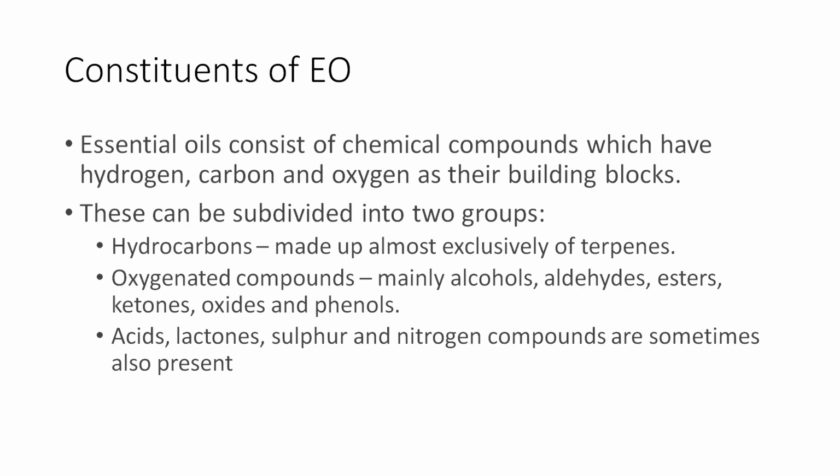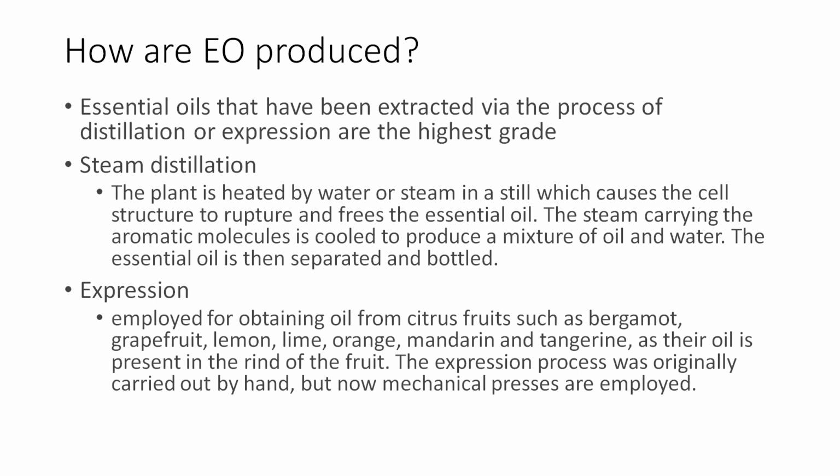So, what are the constituents of essential oils? Essential oils consist of chemical compounds which have hydrogen, carbon and oxygen as their building blocks. These can be subdivided into two groups basically. The first being hydrocarbons, which are made up almost exclusively of terpenes, and oxygenated compounds like alcohols, aldehydes, esters, ketones, oxides and phenols. Acid, lactone, sulfur and nitrogen compounds can also sometimes be present, but hydrocarbons and oxygenated compounds would definitely be present.